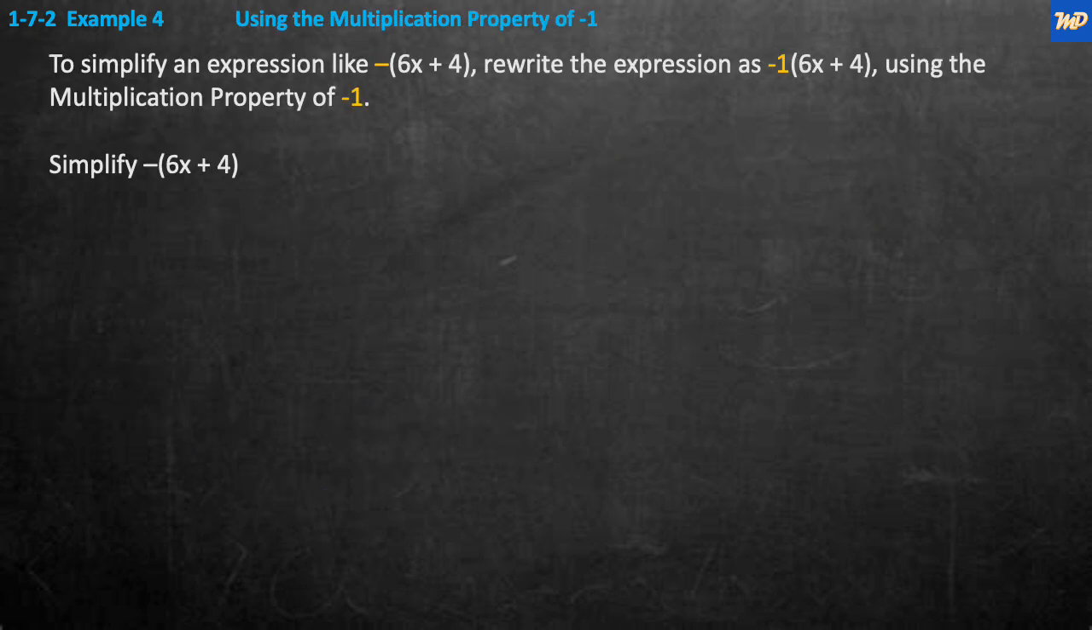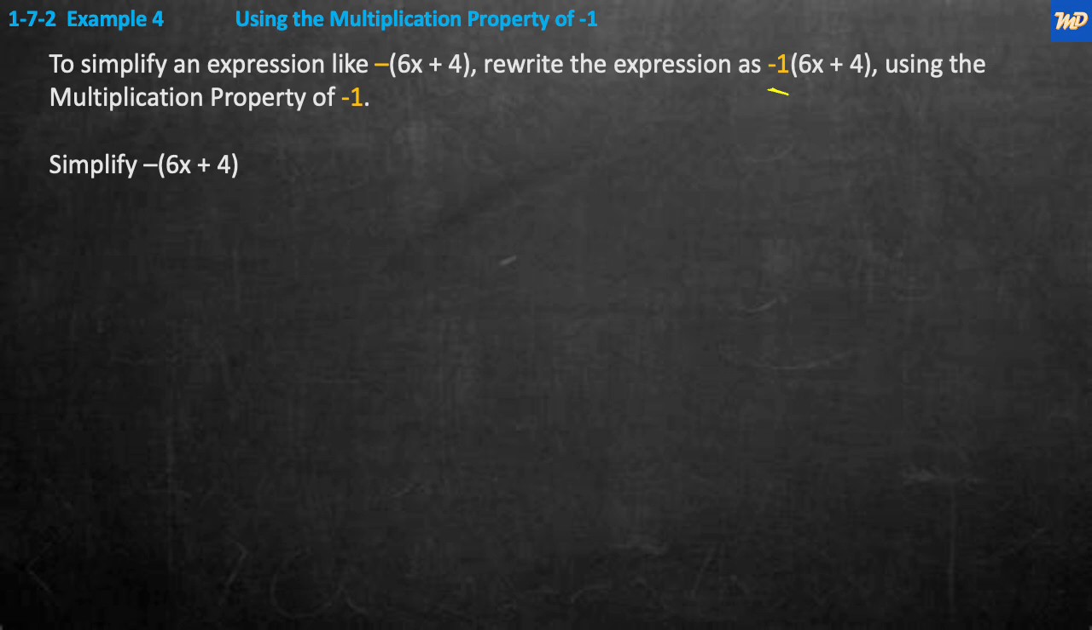Okay, example 4, using multiplication property of -1. To simplify an expression like negative the quantity 6x plus 4, it might make it easier to rewrite the expression as -1 times the quantity 6x plus 4, because that's what the negative sign implies. The negative here implies a -1, and we don't write it. Okay, we don't write it, but it's always there.